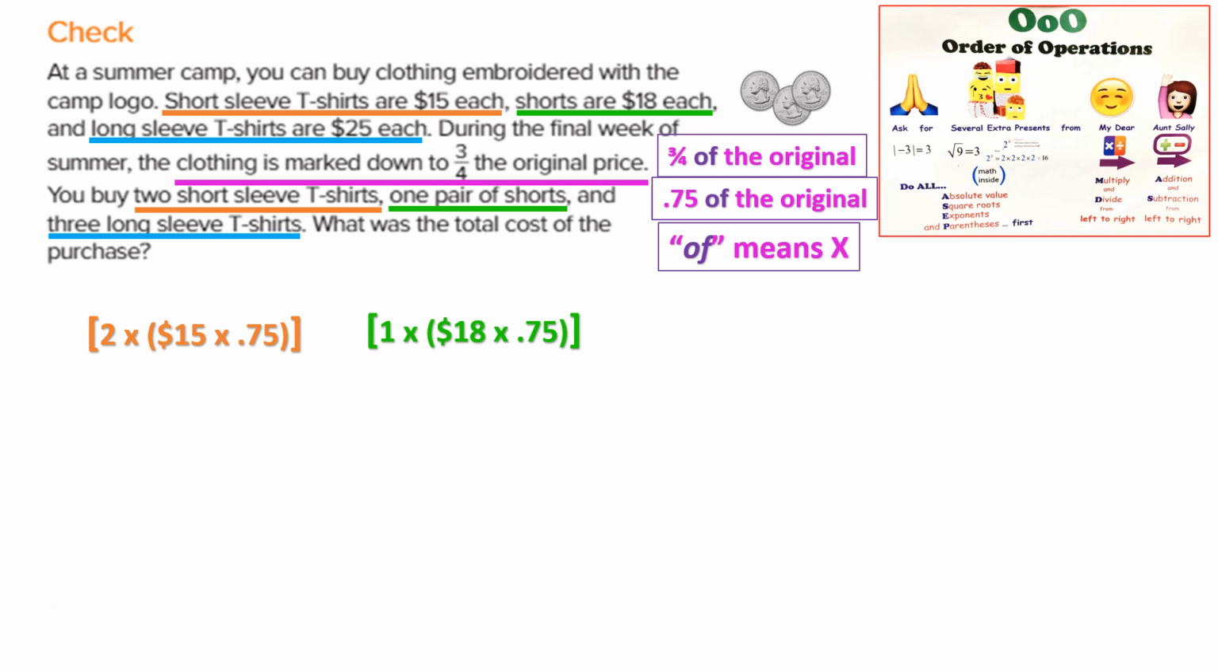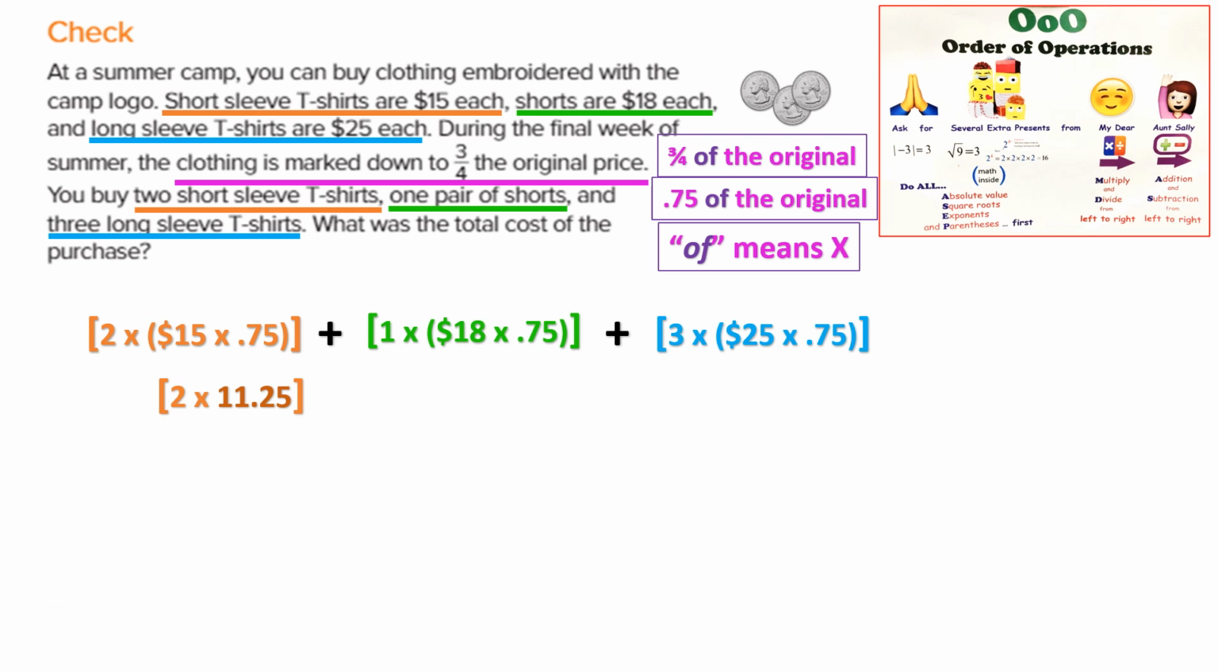When it comes to the shorts, they originally cost $18, but I'm only going to spend 3/4 of that. So I have to figure out what that is, and I'm getting 1 pair. And then I'm going to have my $25 for the long t-shirts, but I'm still only being charged 75% of that, or 75 hundredths. So then I'm going to buy 3 of those. Once I find the answers inside of all the brackets, then I'm going to add them together. I'm going to figure out how much money I'm going to spend. So we have to do what's inside those parentheses first.